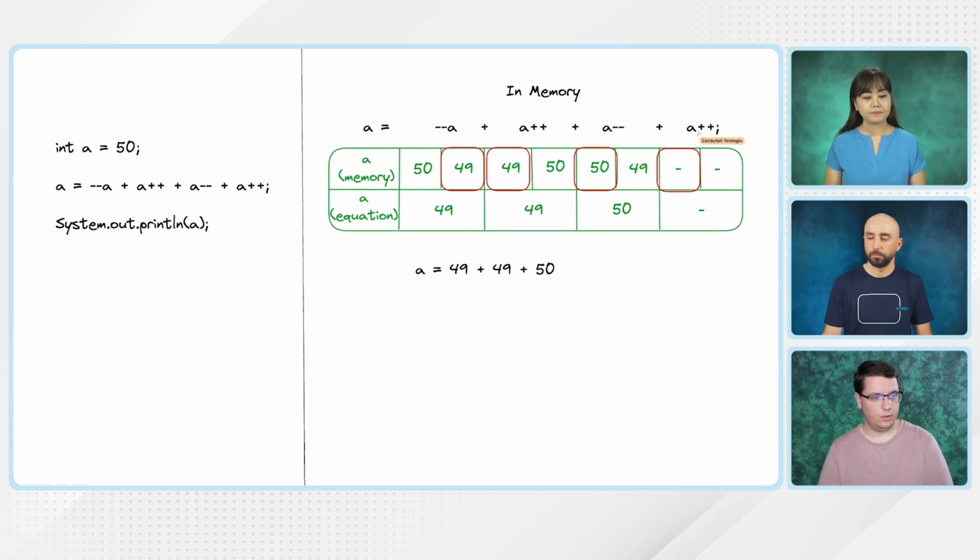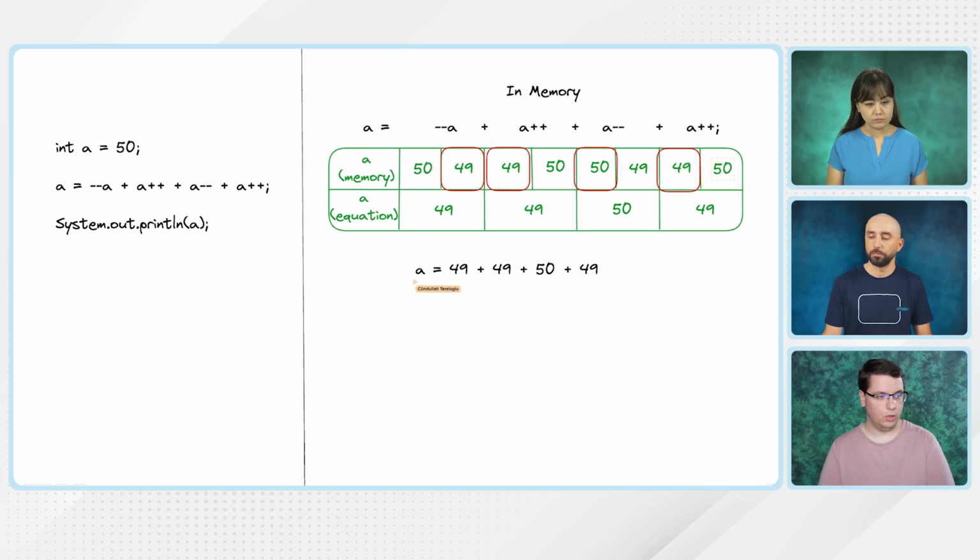And as the next thing, we have A++, which is again post increment. So which means again I'm gonna take and use the old value, which is 49 right now, right? It's 49 in the memory. So I'm gonna use this one. Let me put it in the equation. Let me use it in the bottom. And then it's gonna be increased to 50, right?